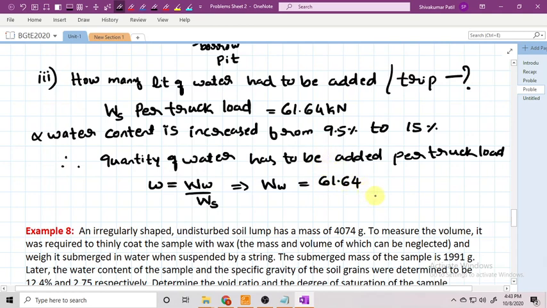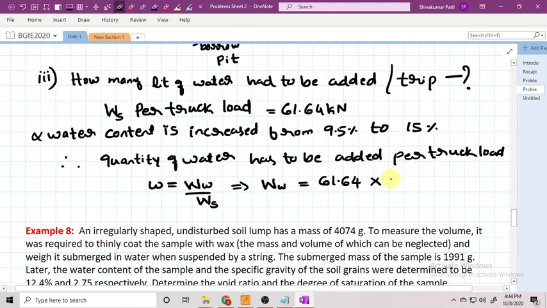61.64. Okay, 61.64 into the water content. Water content how much? From 9.5, 15 minus 9.5. So that is the difference. That much of water you should add. 9.5 it was in the borrow pit, and 15% it should be increased to 15% in the embankment. Okay, so the difference is around 5.5%.